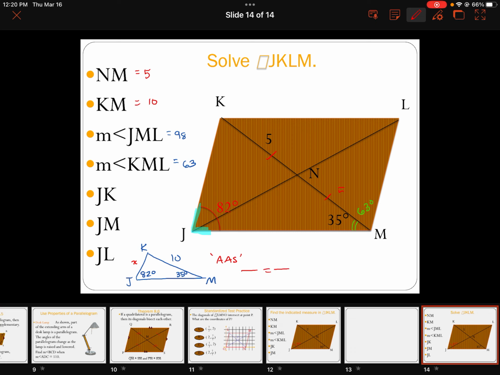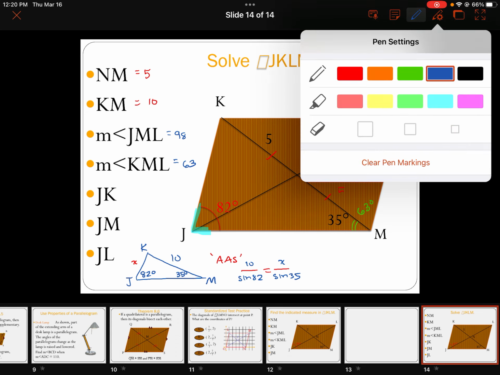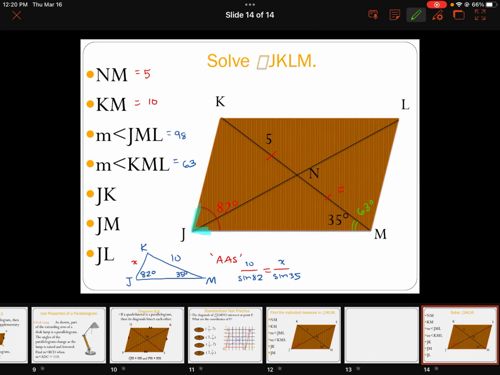Yeah, you're going to use your law of sines. Okay, so hopefully you remember how that goes. 10 over the sine of 82 has to be the same thing as the side that you want over the sine of 35. We're going to cross multiply. So we're going to multiply 10 with the sine of 35 and then divide by the sine of 82. Take a second and type that in. Make sure you get the same thing.